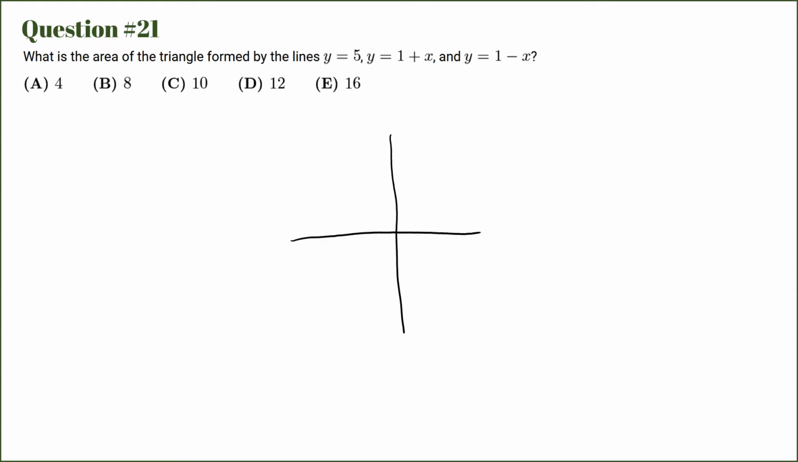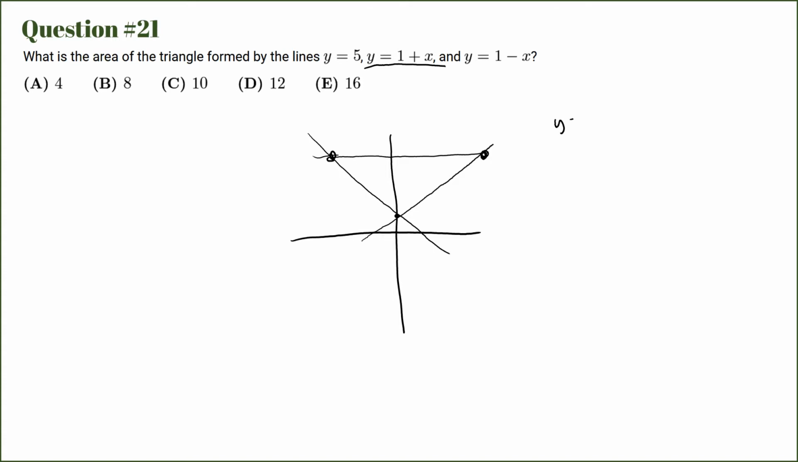So if this is y equals 5 and this is 1, then the line y equals 1 plus x would look something like this. And the line y equals 1 minus x would look something like this. So from here, let's see where these two lines intersect.